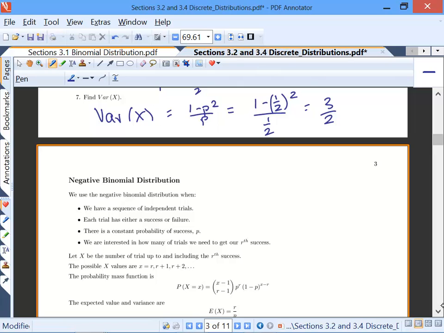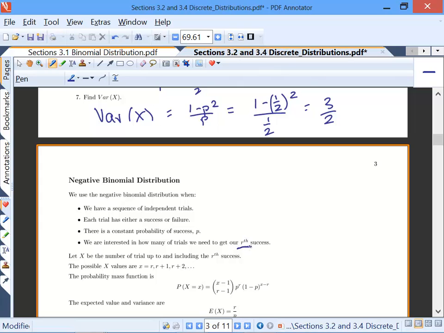So the next distribution is actually very similar to it. I'm not actually sure why it's called the negative binomial distribution. I've never tried to figure it out. But we use the negative binomial distribution when we have a sequence of independent trials. Each trial has either success or failure. We have a constant probability of success. And we're interested in how many trials we need to get our success.